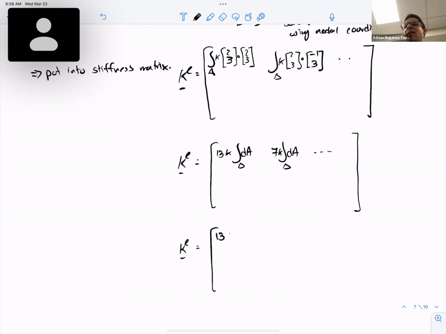So this is just the area of the triangle, 7k times the area of the triangle, and so on. So for the linear triangular element, actually the integrals are trivial because everything is a constant. You take everything out of the integral, and then the integral of dA is just the area. So for the linear triangle, it should look very, very simple.